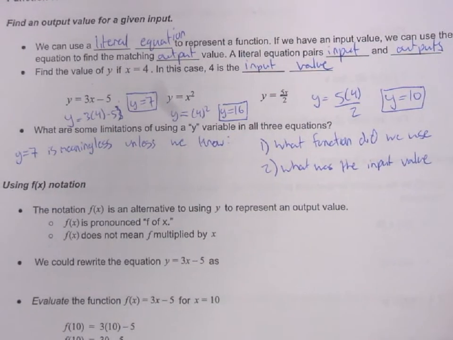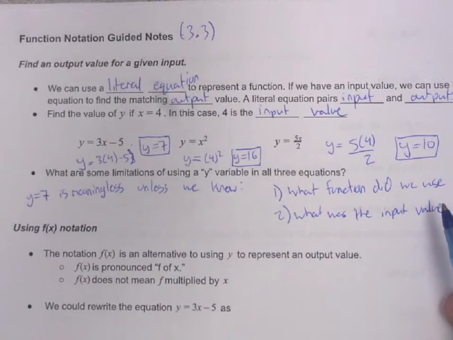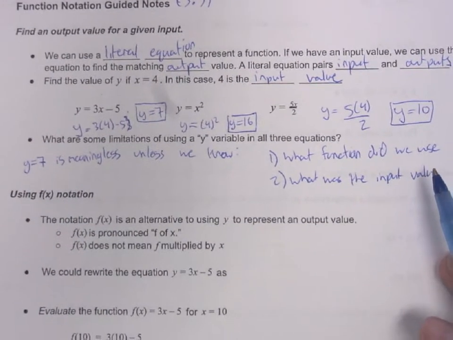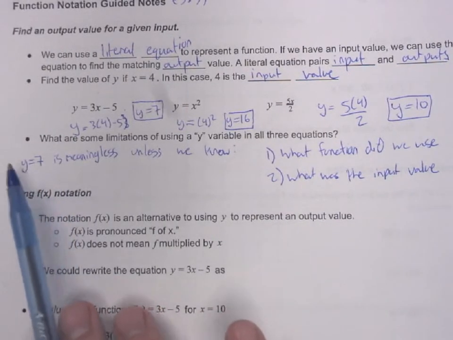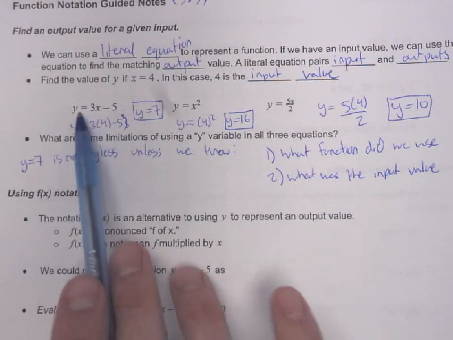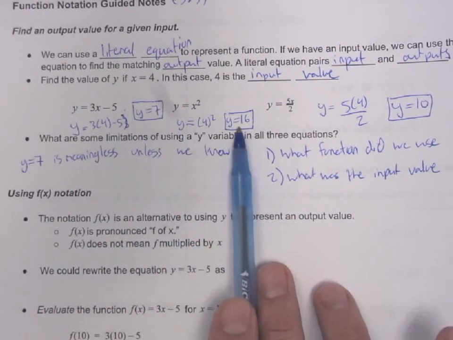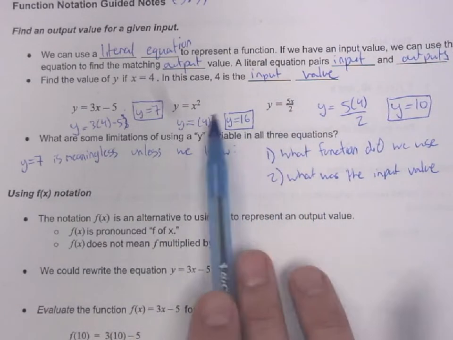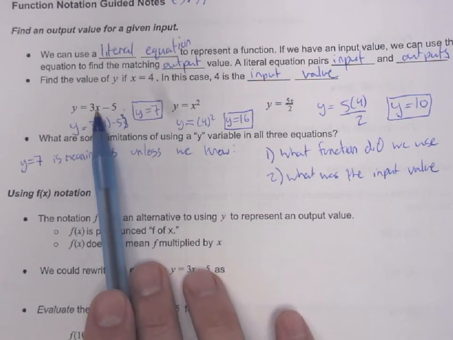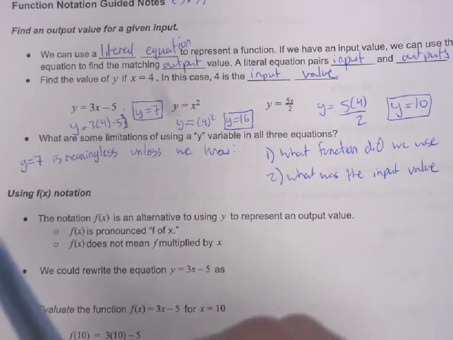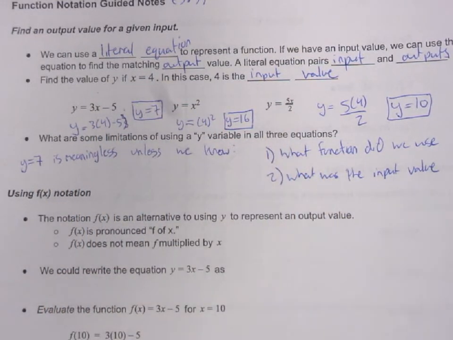So the whole point of today is a new notation called function notation. The idea is to be a little bit more specific when we're talking about the answers that we have, or the outputs. So y equals 7 doesn't mean anything until I know what function I used and what the input was, because y is not always 7. Here y is 7, here y is 16, and here y is 10. It depends on the function. Also, if I plugged in something besides 4 here, I'd get something different. So y equals 7 is dependent on which function and which input.